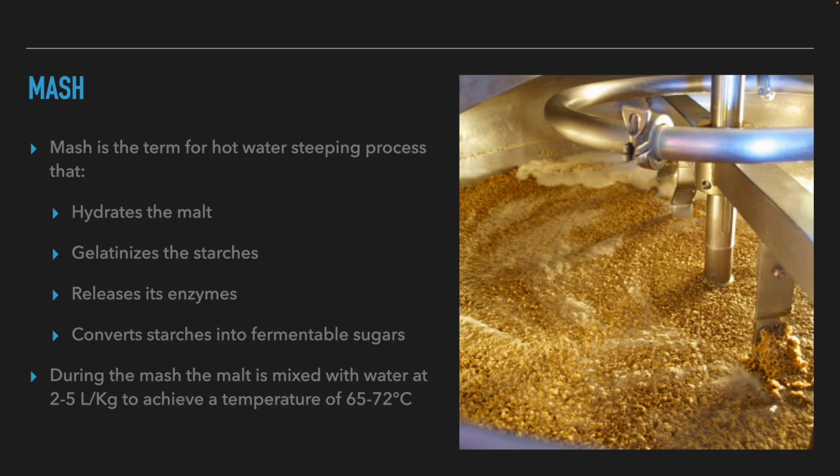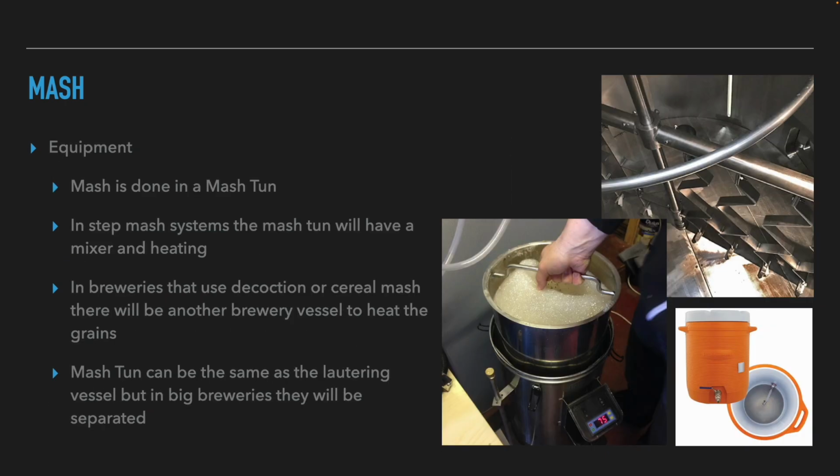During the mash, the crushed malt is mixed with water at 2 to 5 kilos per liter to achieve a temperature of 65 to 72 degrees Celsius. The equipment needed to perform a mash is first a mash tun. A mash tun is a large pot that can hold the water and the crushed malts.